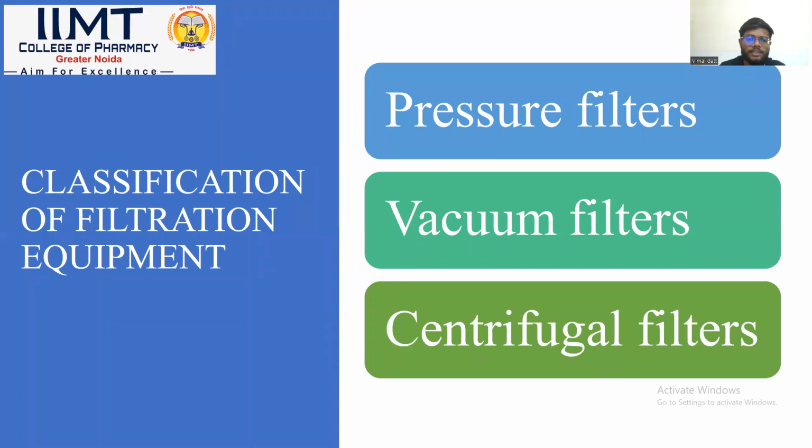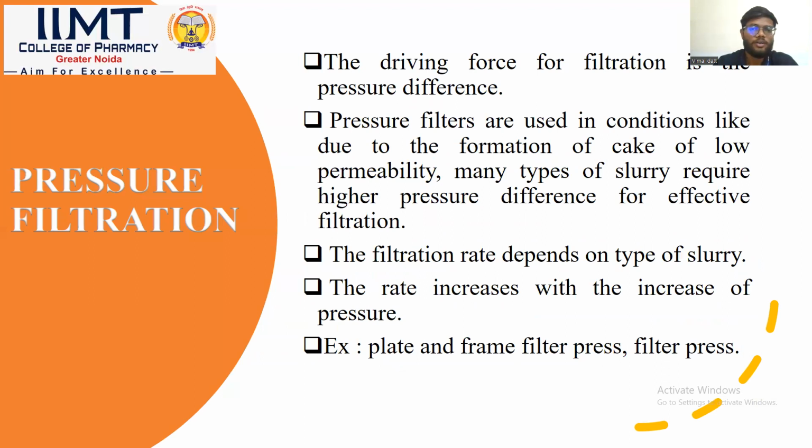Classification of filtration equipment. First is pressure filter, second is vacuum filter, third one is centrifugal filter. So first one is pressure filtration. The driving force for a filtration is the pressure difference. Pressure filters are used in conditions like the formation of cake of low permeability. Many types of slurry require higher pressure difference for effective filtration.